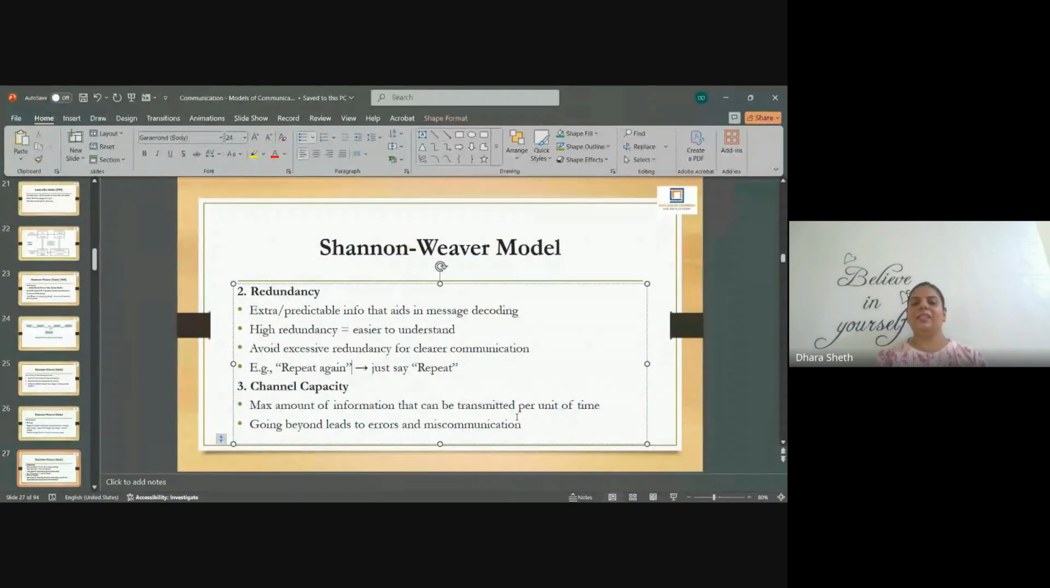Going beyond leads to errors and miscommunication. So this much is the capacity. You cannot go beyond it. Like 2 hours is our capacity. The moment it turns 8, for a lot of you, it's like switch off. बस अब बहुत हुआ मैडम, आज के लिए इतना काफी है, right?